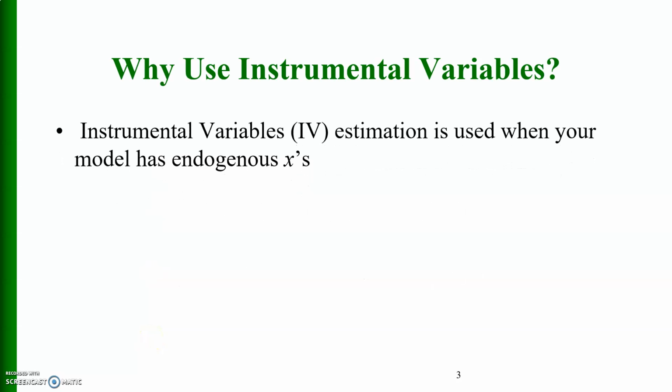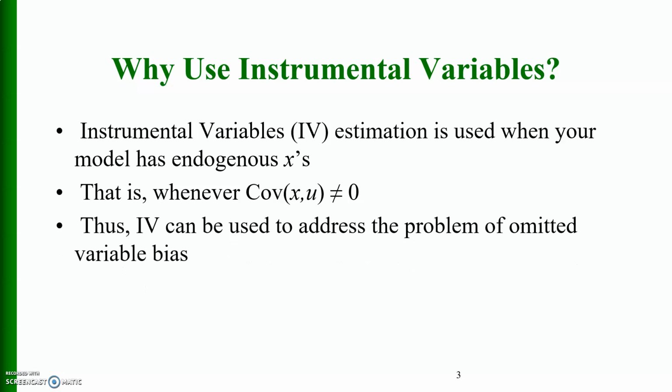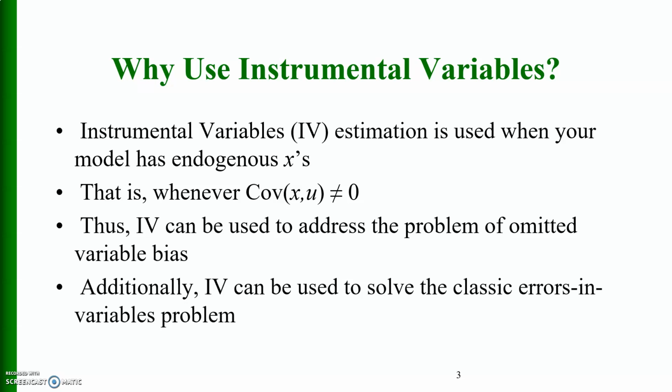The question is, why do we use instrumental variables? Instrumental variables estimation is used when our model has an endogeneity problem. That is, when the covariance between any x variable and the error term is not equal to 0. Therefore, an instrumental variable can be used to address the problem of omitted variable bias. In addition to this, an instrumental variable can also be used to solve the classic errors in variables problem.